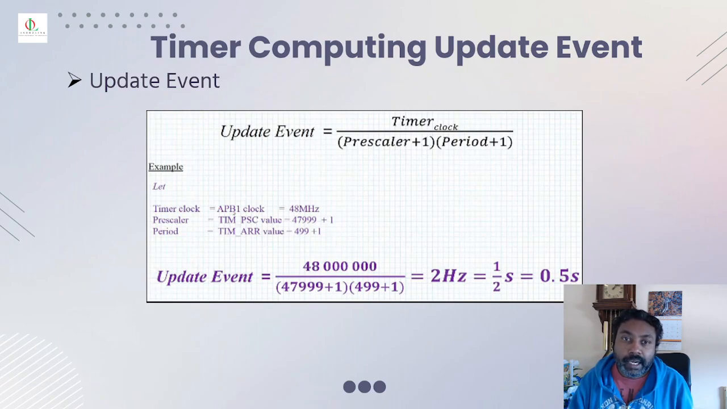Also, you can calculate your own update event by using this formula, and you can understand. For example, this one I gave as an example with 48 megahertz. If you calculate that with 16 megahertz for our program, then you can get the desired output. So the update event is timer clock divided by prescaler plus 1 times period plus 1. So the prescaler should be added with 1, and the period also be added by 1. As you know, the time is 1 divided by frequency, so t is 1 by frequency, so you get 0.5 seconds. So this is how the update event time is calculated.